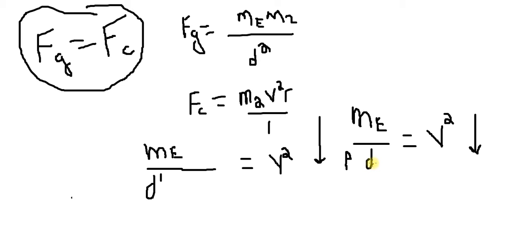So in other words, if our orbital distance, our orbital altitude, goes up, our velocity is allowed to go down. Conversely, if we want our orbital velocity to go down, then I have to raise the orbital altitude.